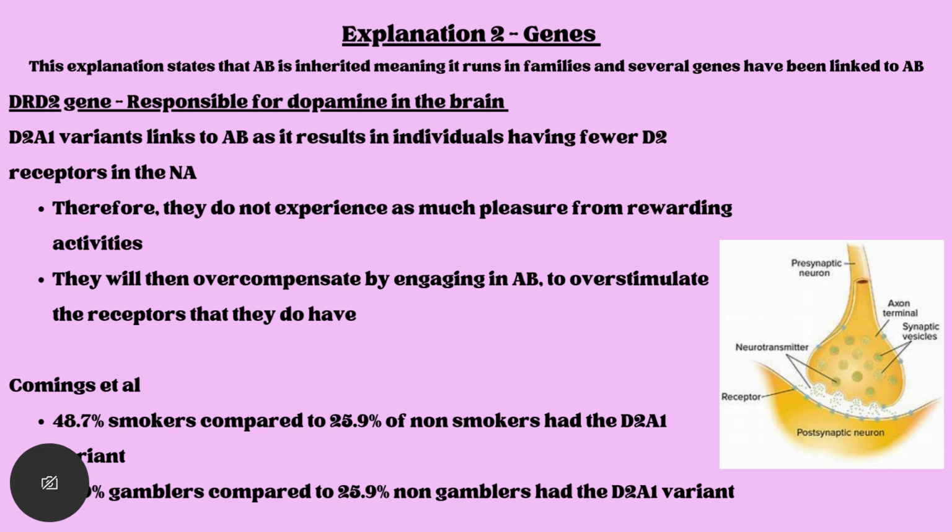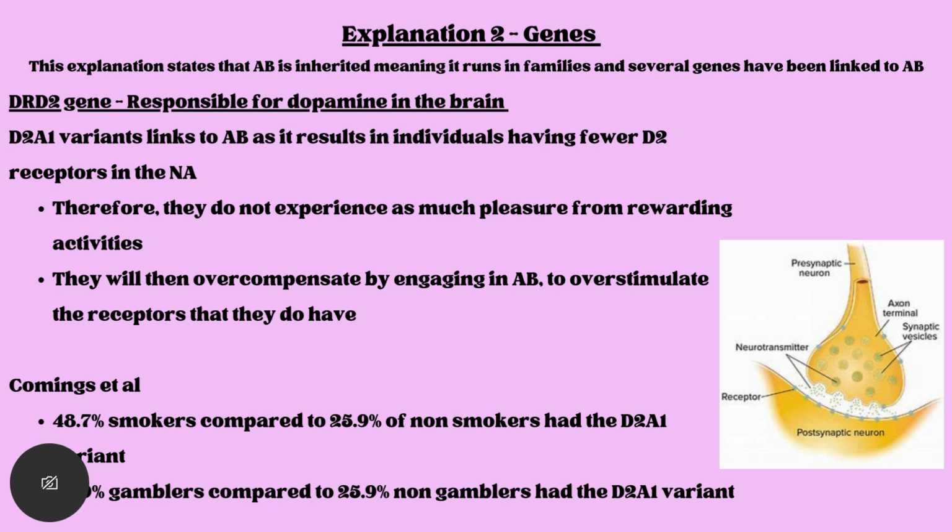So the second explanation is genes. It states that addictive behaviour is inherited, so it runs in families, and we found several genes that have been linked to addictive behaviour. The first gene is the DRD2 gene, and this is responsible for levels of dopamine in the brain. The D2A1 variant of this gene links to addictive behaviour as it can result in individuals having fewer D2 receptors in the nucleus accumbens.